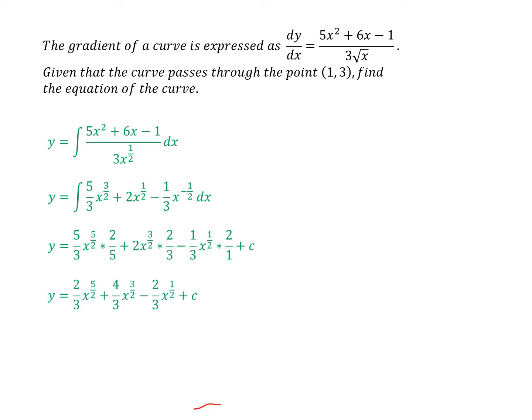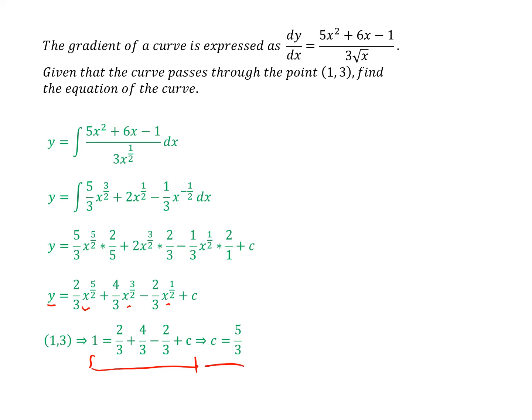But this is only one of a family of curves. We're interested in the particular curve which goes through this point here, 1, 3. So that means that when x is 1, y is 3. We can substitute those values into this equation to find the value of c. And when we put x equals 1 here, here, and here, and y equals 3 there, we get this, from which we can conclude that c is 5/3.